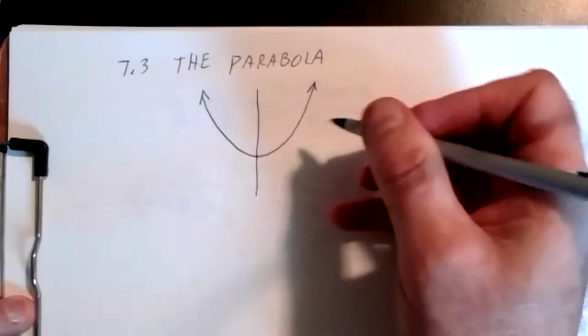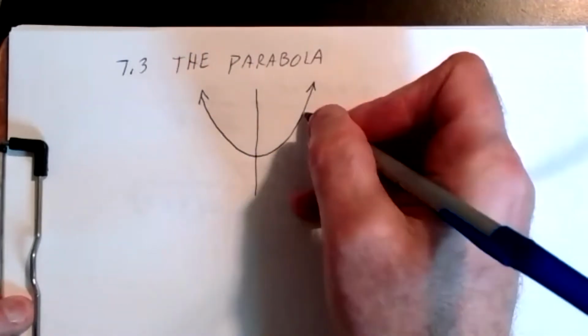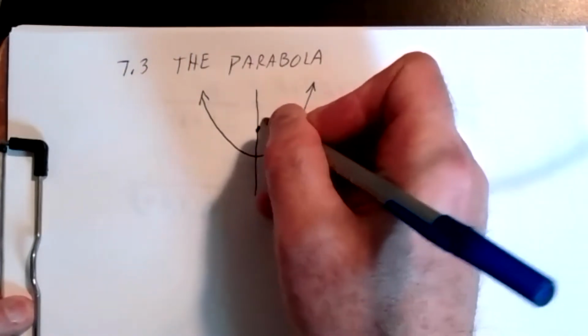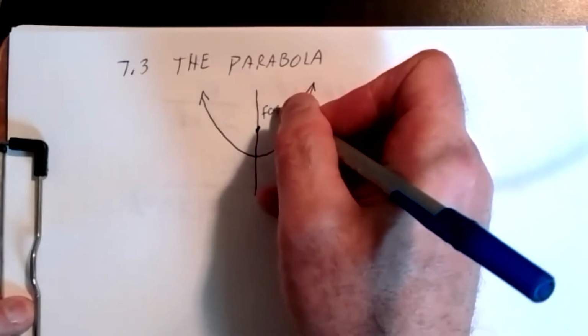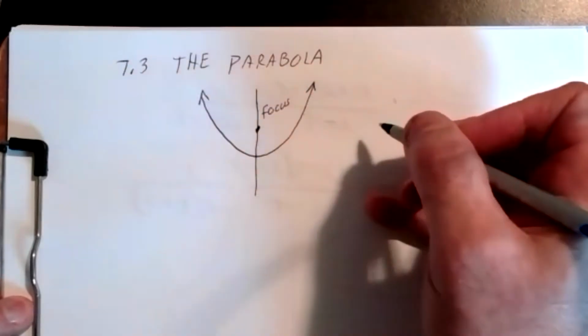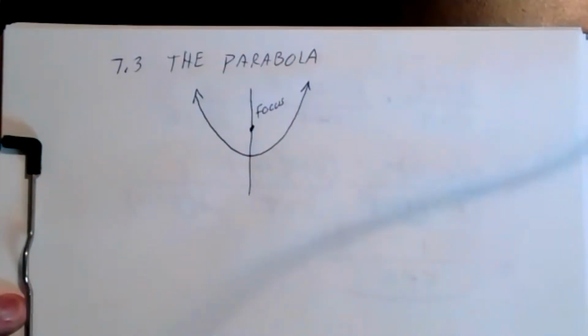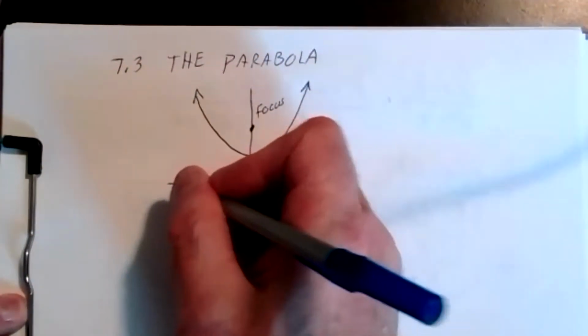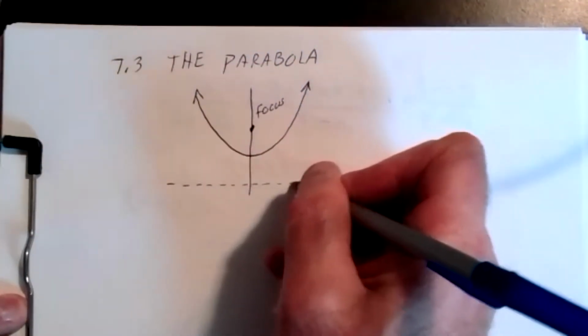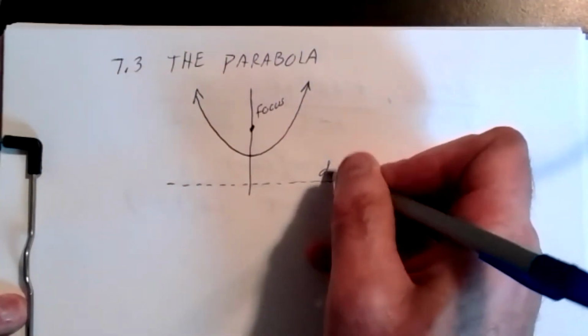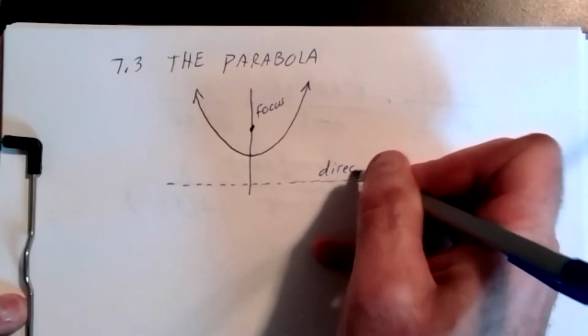This parabola here is opening upwards. In general, you have a focus point, just like you had two focal points for a hyperbola and an ellipse. You have one focal point for a parabola. And you also have another facet of a parabola called a directrix, which is just a line.